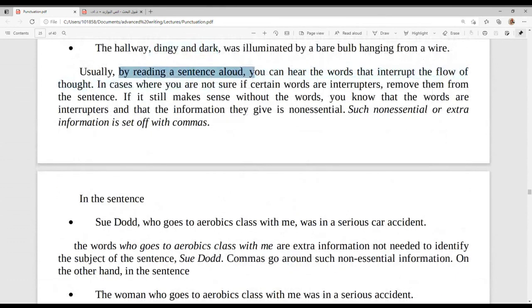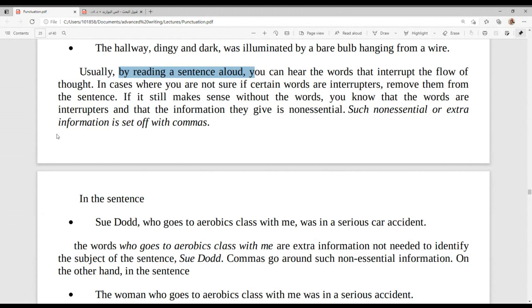Now, usually by reading a sentence aloud, you can hear the words that interrupt the flow of thought. By reading it aloud, you will discover that this sentence or this information interrupts the flow of thought. So it must be between commas.